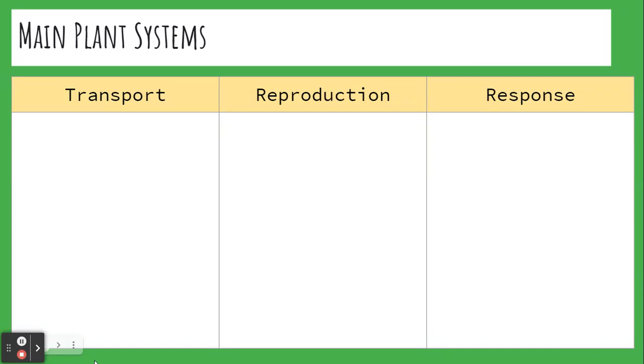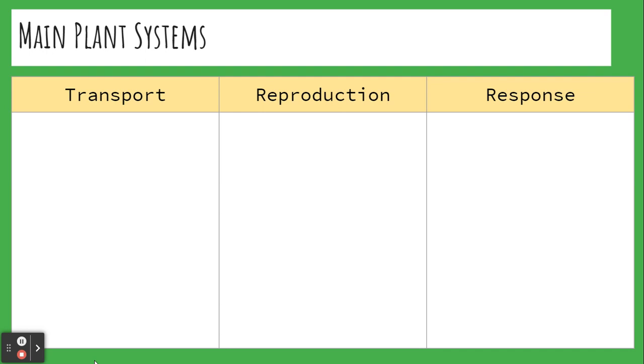So let's talk about what we need to put in here to fill in information about some of our main plant systems. I categorize these plant systems into three main concepts based on the standard that we have to meet. The first is transport, which is going to explain how a plant moves water, nutrients, and other materials throughout its systems. The second one is reproduction, basically, of course, how the plant is going to reproduce so we can have more plants. And then the third one is response.